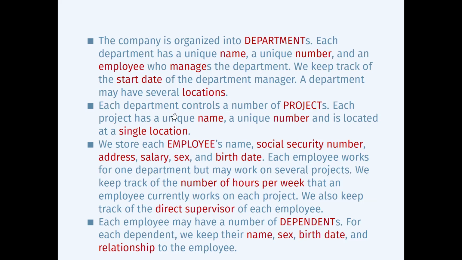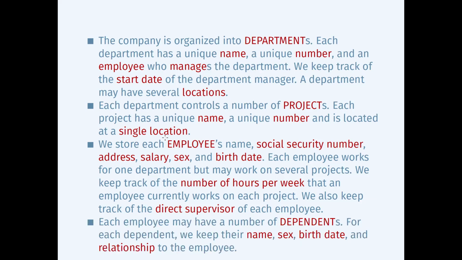So can you see here? We have each department controls a number of projects. So this is the entity type. And then if you read along, each project has a unique name. So the name is an attribute and it's called unique. So it is a key attribute. And then it says it's a unique number. Again, a key attribute. You have to underline, right? And it will be in a single location.